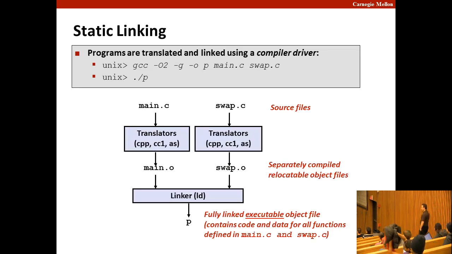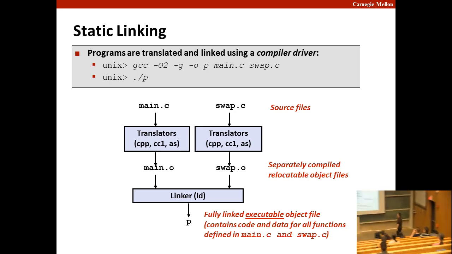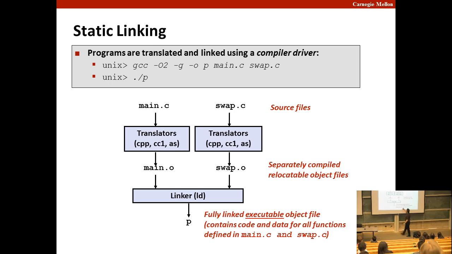So static linking is the part of linking that happens at compile time. It's the bread and butter of linking. Everything's actually statically linked. We take main.c and run it through the C preprocessor, the C compiler, and the assembler. We produce main.o. We do the same thing with swap. ld, the linker, then produces our executable. Ta-da.